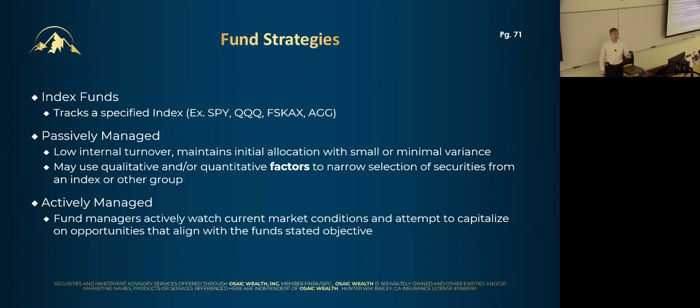Next, we move to passively managed. So this is something where there's not a lot of internal turnover for the most part. Mostly they start with an initial allocation and it doesn't change a lot. But what they'll do is they'll use qualitative and/or quantitative factors, so different things about the securities, about the stocks, about the bonds, to narrow their selection from some other index or group.